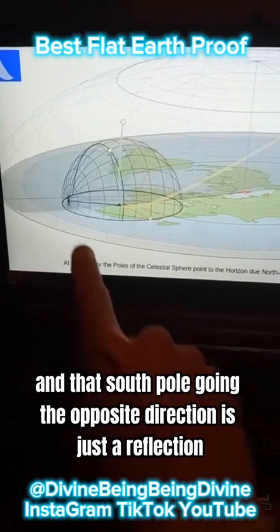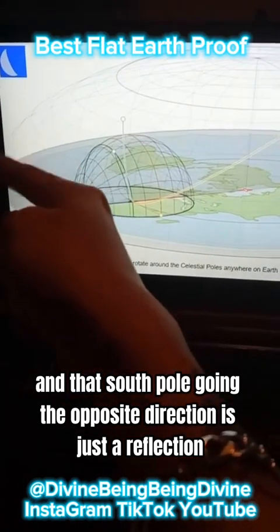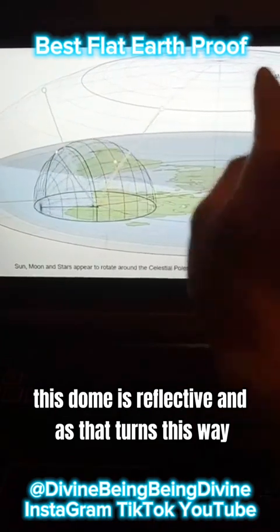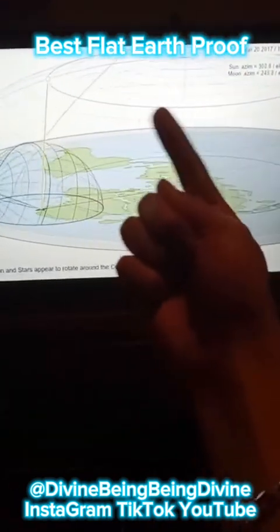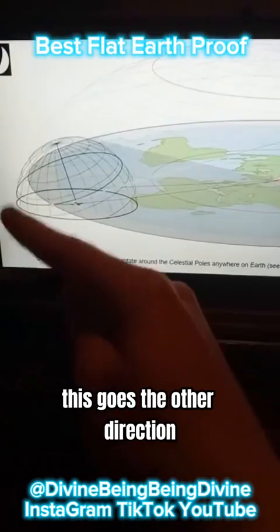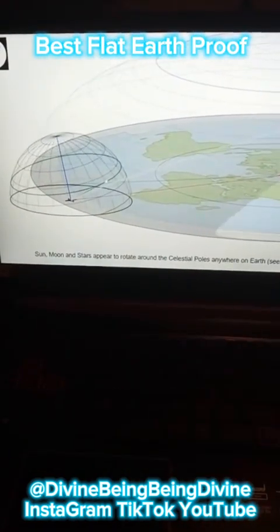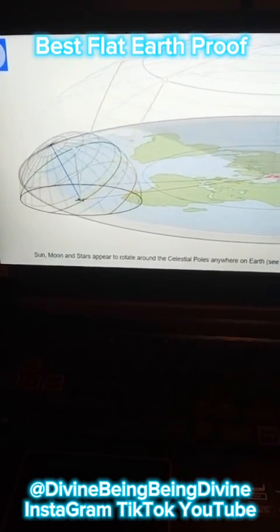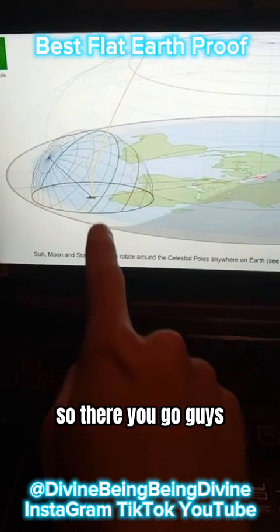And that South Pole going the opposite direction is just a reflection. This dome is reflective, and as that turns this way, like that, this goes the other direction. So there you go, guys.